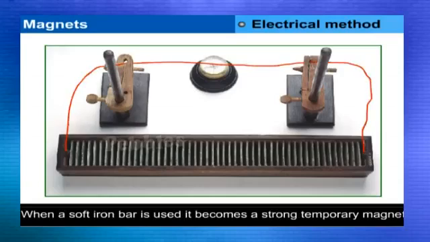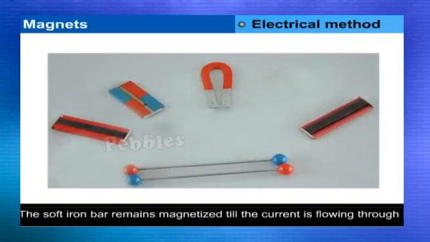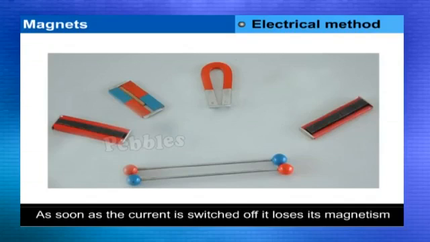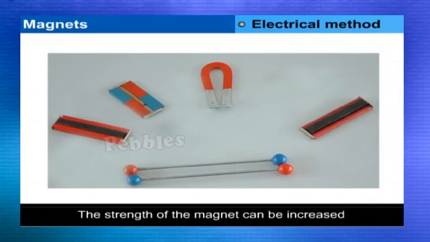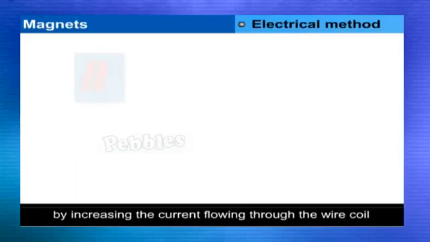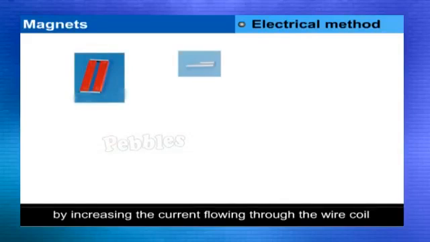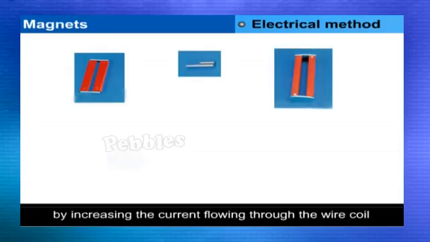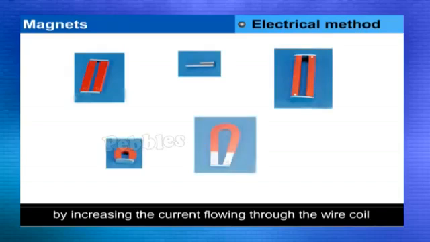But on the other hand, when a soft iron bar is used, it becomes a very strong temporary magnet. The soft iron bar remains magnetized till the current is flowing through it. As soon as the current is switched off, it loses its magnetism. The strength of the magnet can be increased by increasing the current flowing through the wire coil across the iron bar. Magnetic keepers are pieces of soft iron which are placed between opposite poles of pairs of bar magnets or horseshoe magnets.